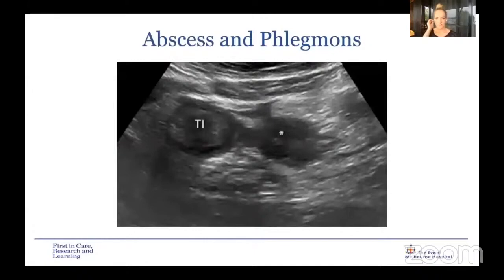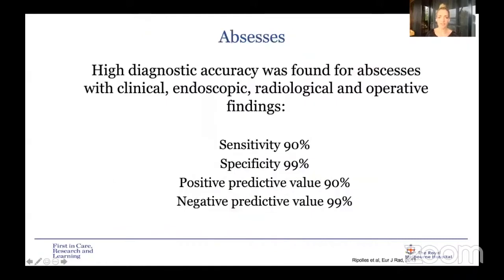The other one that you find really useful is for identifying abscesses and phlegmons. So this here is someone's terminal ileum. You can see this hypoechoic area here. This is not bowel wall, and so it's concerning for either an abscess or a phlegmon. Ultrasound is very accurate at picking up abscesses when we compare it to clinical, endoscopic, and radiological findings. The sensitivity is 90% and specificity is 99%.